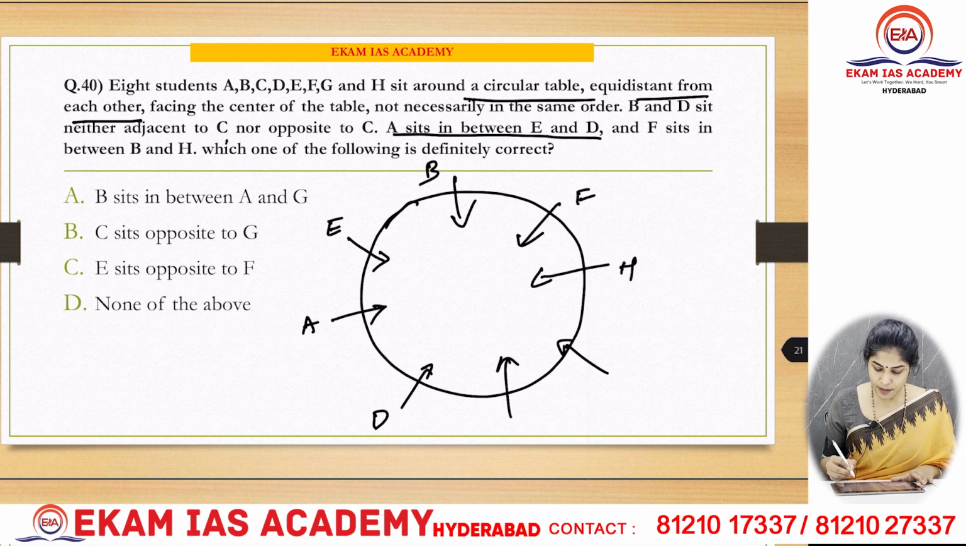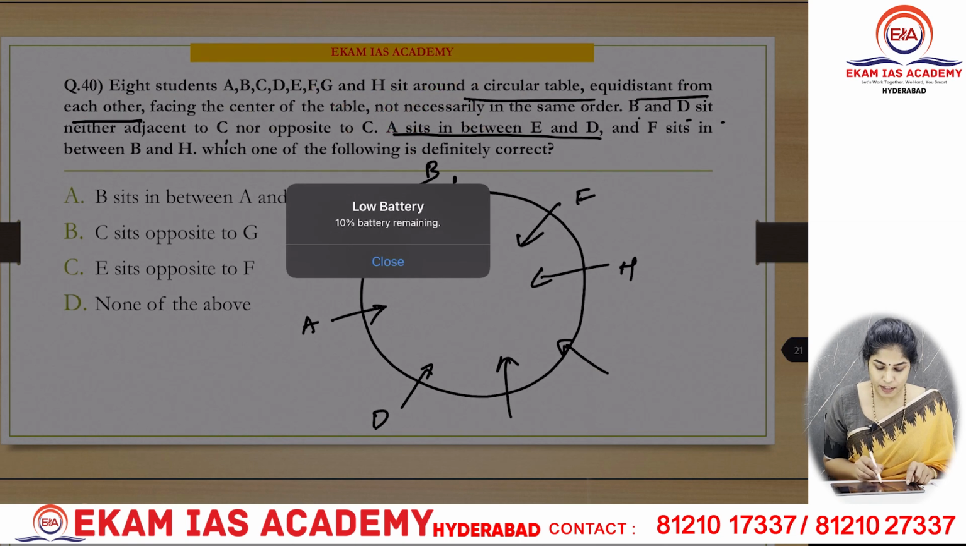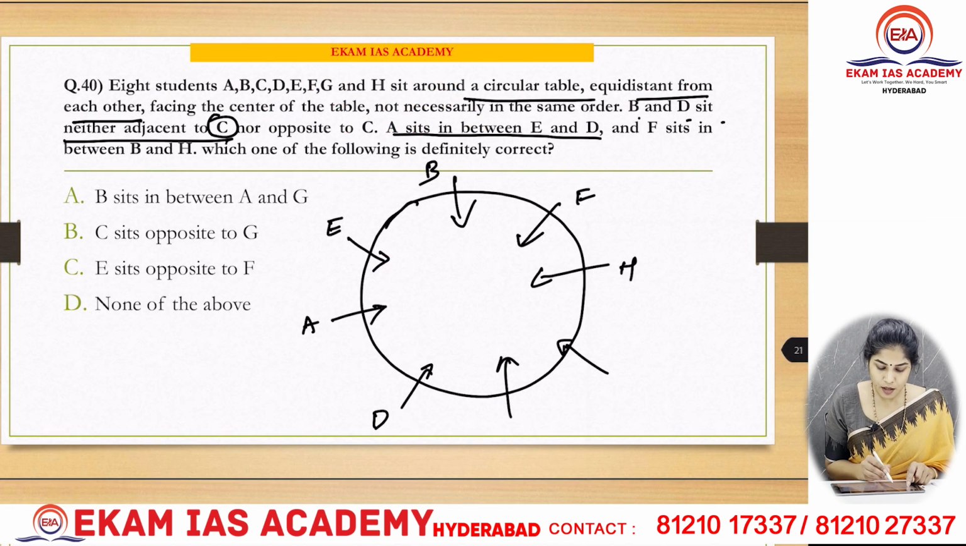The remaining are G and C. But in the first line, they have said that B and D sit neither adjacent to C nor opposite to C. So, we can't keep C here because it is adjacent to D and it is opposite to B. So, we have to place C here, which is neither opposite to B nor adjacent to B and D. And we have to place G here.